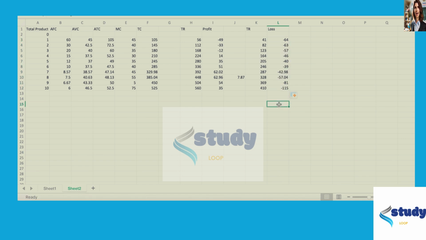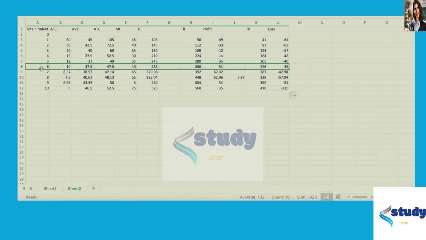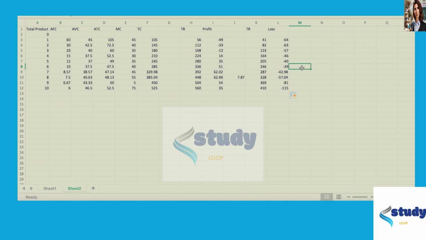And we can see that the loss minimizing output is going to be at a loss of negative $39, which happens to be at a total product of 6 units. We also want to find the loss per unit of output. So as we did before, we're going to divide the loss minimizing point by the number of units of output at that point, which is negative $6.50.